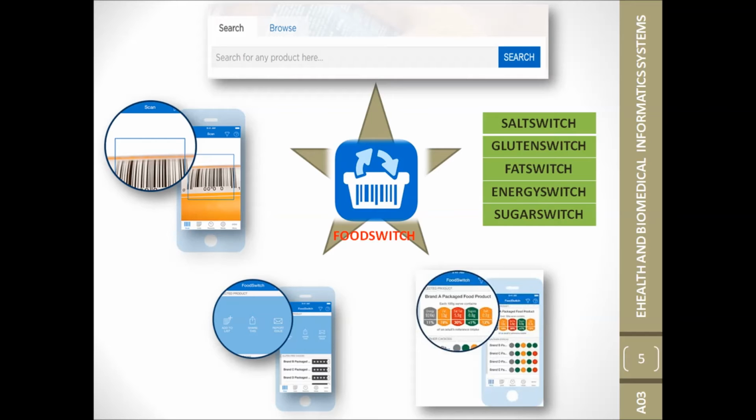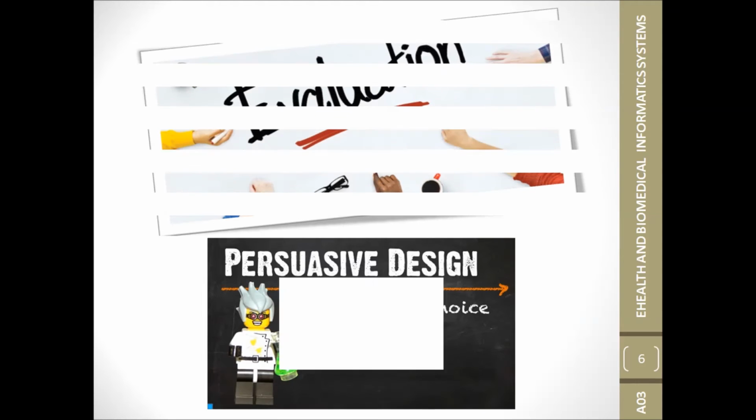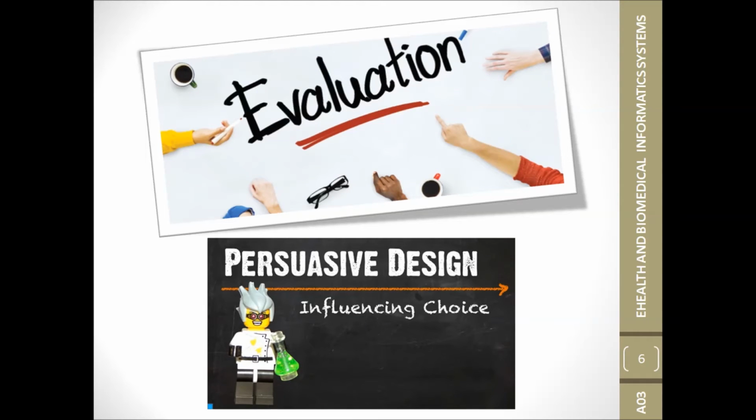Okay, now we are aware of the features of FOODSWITCH. Generally speaking, this application is designed to help people make better food choices. This could be considered a persuasive system which aims to persuade users to change their decisions. Therefore, in this video, I will evaluate this tool against some standards of persuasive system design.